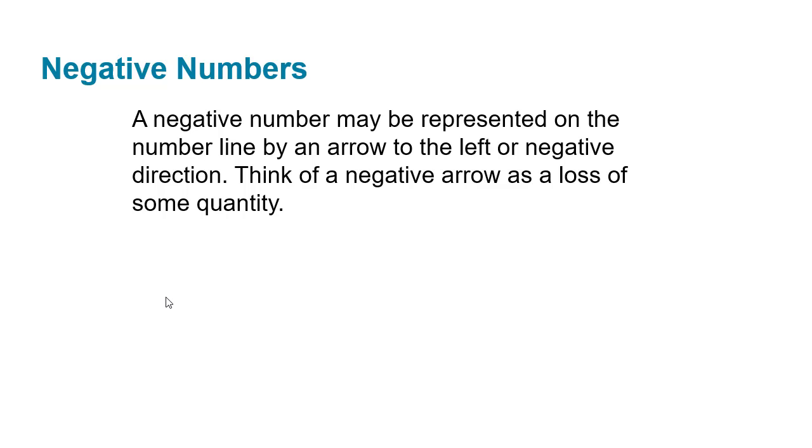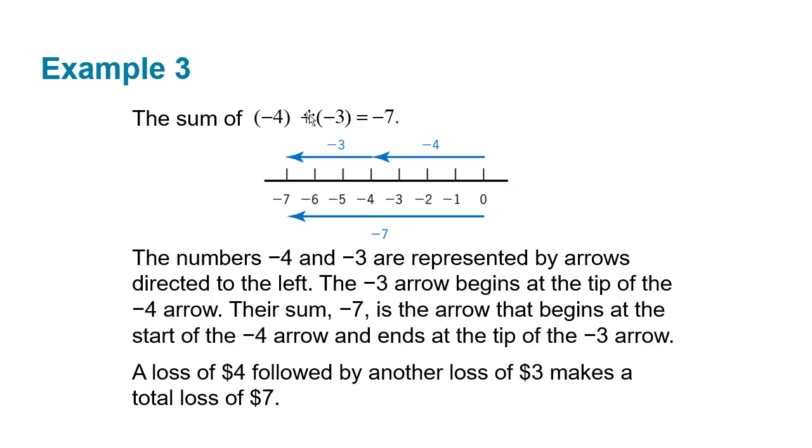A negative number is an arrow going to the left, and that's a loss of some quantity. So here's negative 4 plus negative 3, we start at 0, we go to the left by 4, we go to the left by 3, and it's negative 7.